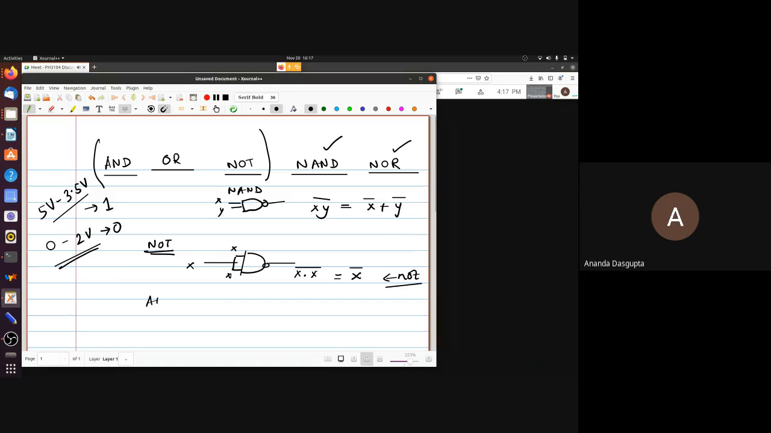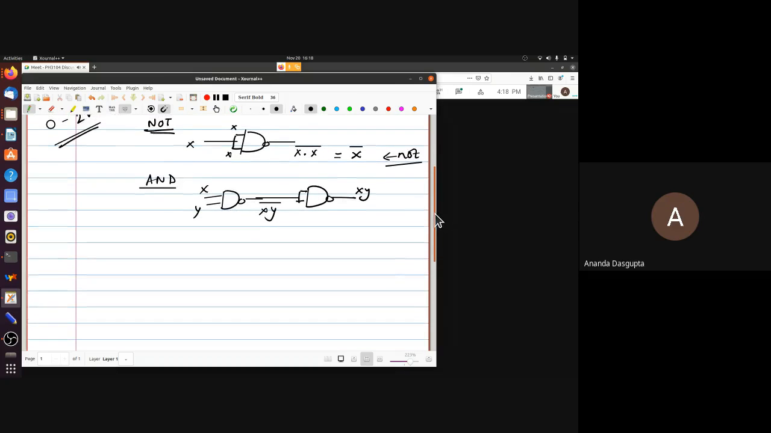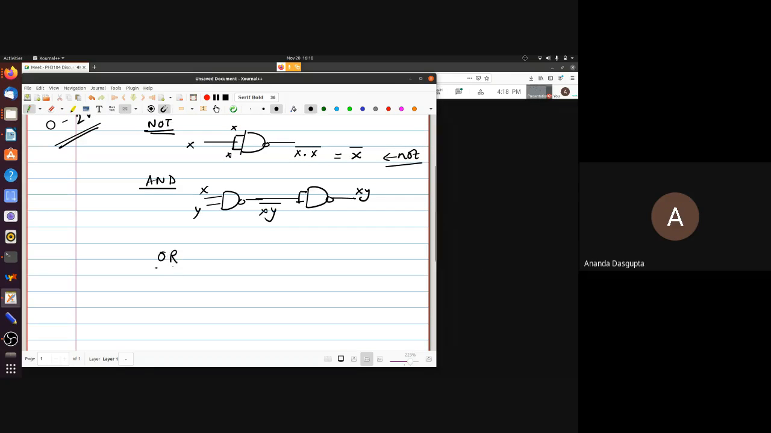How do you make an AND? That's simple. You just start with a NAND, that is, with inputs x and y. This produces (xy) bar. Then take its output, feed it to a NOT gate, which you can make out of the NAND gate as we just discussed. And this gives you xy, which is AND.